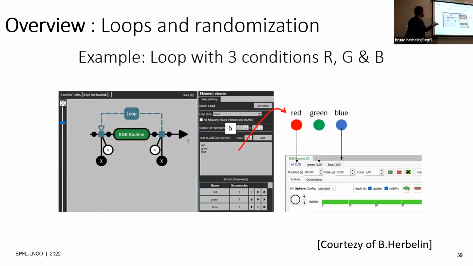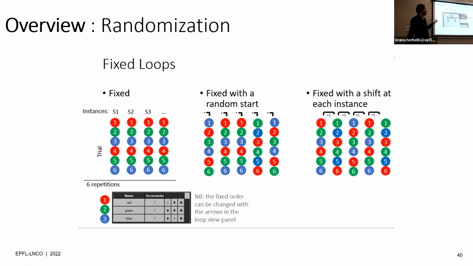Thanks to Geneva, we have these nice slides. When you create a loop, you can set any number of sets you want to create different conditions. Here we have red, green, blue, meaning in this routine we have 3 conditions: red, green, and blue. You can see that here. We use this example for describing the different loop styles we are using.